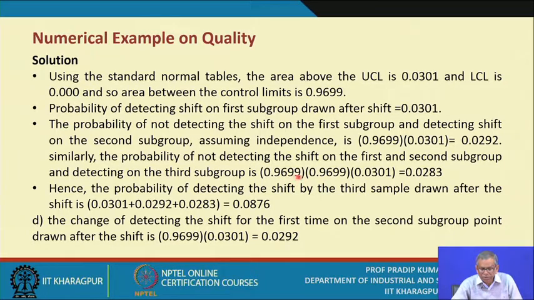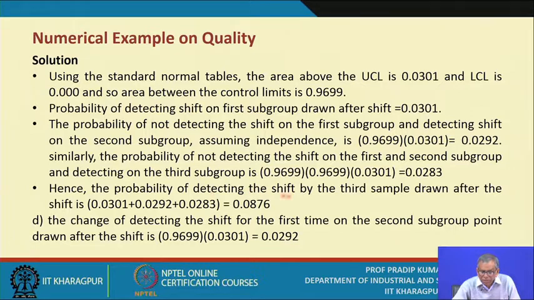Similarly, the probability of not detecting the shift on the first and the second subgroup is 0.9699 times 0.9699, okay, you are unable to detect the shift, but as soon as you reach the third sample, you are able to detect the shift. The corresponding probability is 0.0301. What we are assuming is that all the samples are independent of one another. So, the corresponding probability is this.